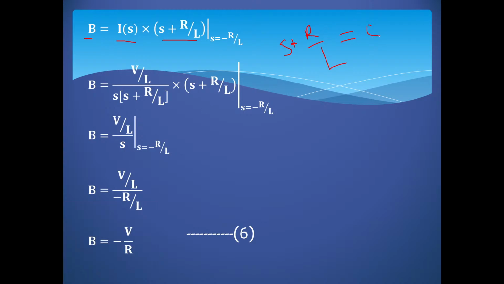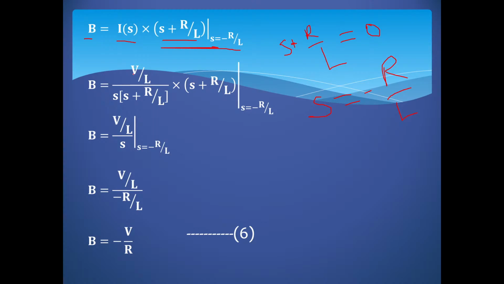Equate the denominator of B to 0. The denominator of B is S plus R by L. Equate it to 0. So what is S equal to? Minus R by L. S is equal to minus R by L. So at S is equal to minus R by L, you have to write.